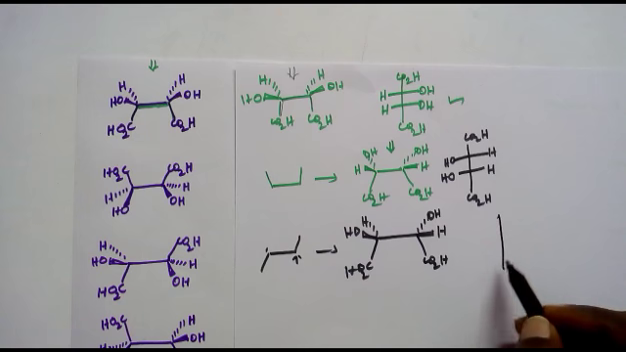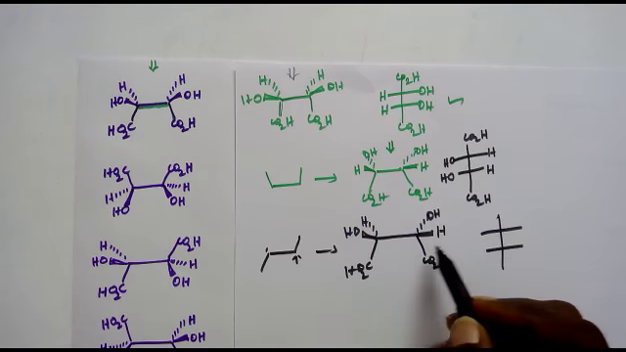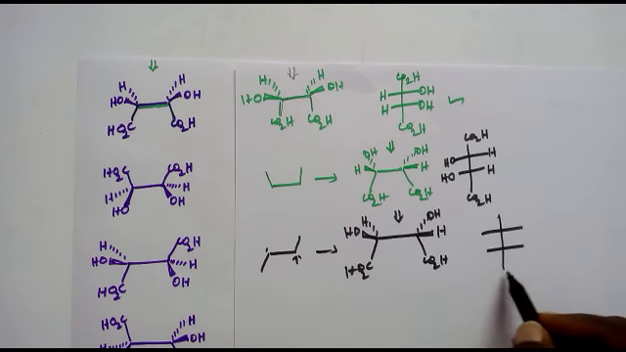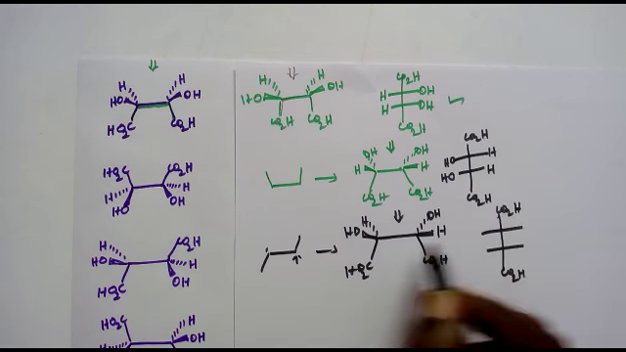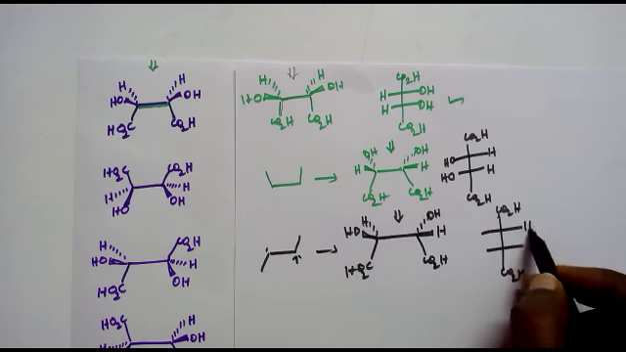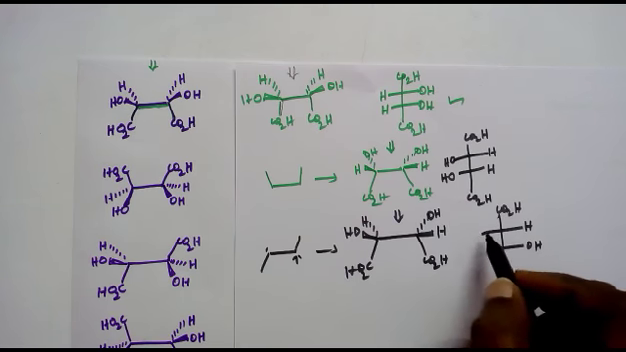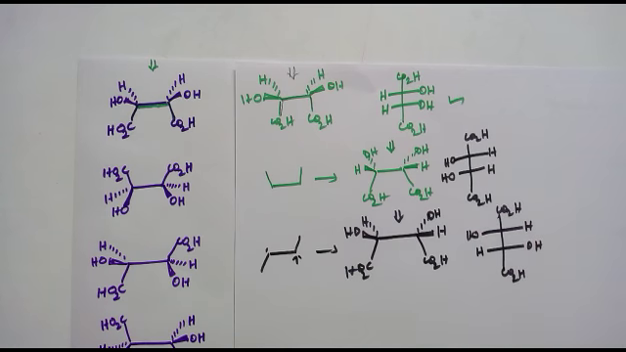Now draw the Fischer projection. Since you view from here, what is there on your right? Let me finish the CO2H. CO2H, okay. What is on your right? H. Here what is on your right? OH. Write the remaining. OH at your back, H at your back. Okay, so you got the Fischer.